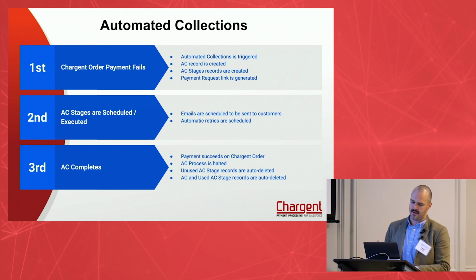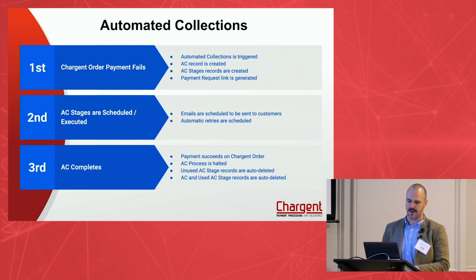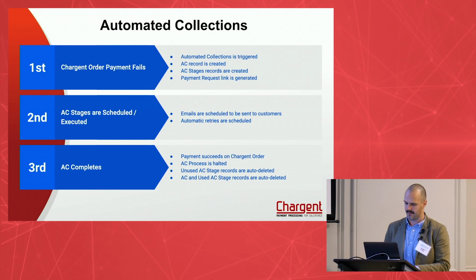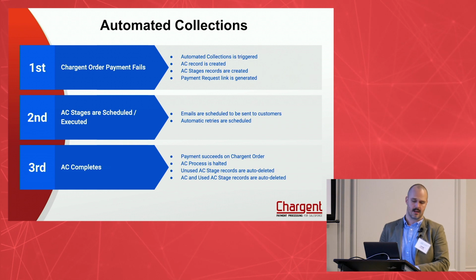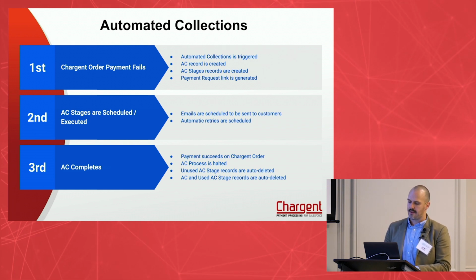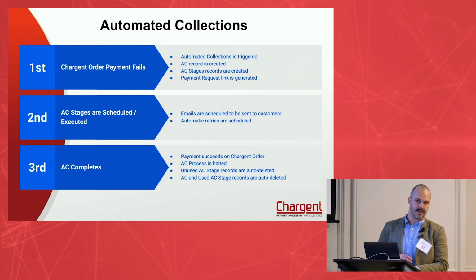In the second stage, Chargent will automatically retry the payment on whatever schedule you've configured for each stage, unless you've chosen to not retry. I recommend retrying a couple times though. And then third, when a payment against that order is successful, regardless of where that payment came from.